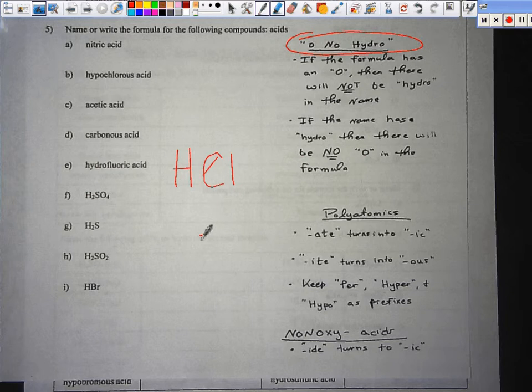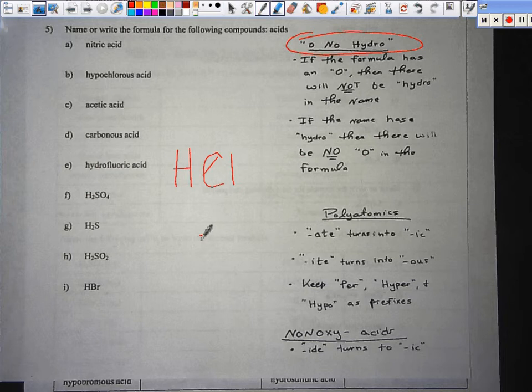However, there is not an O, so what do you have to have? You have to have hydro in the name. You with me? It has to have hydro in the name. So, if the formula has an O, then there will not be hydro in the name. Everybody okay with that? Okay. If the name has hydro, then there will be no O in the formula.